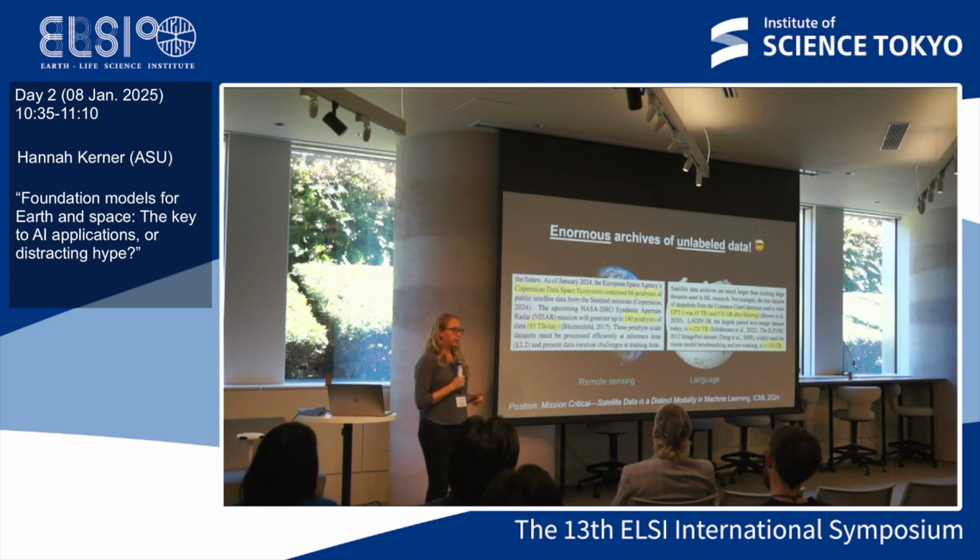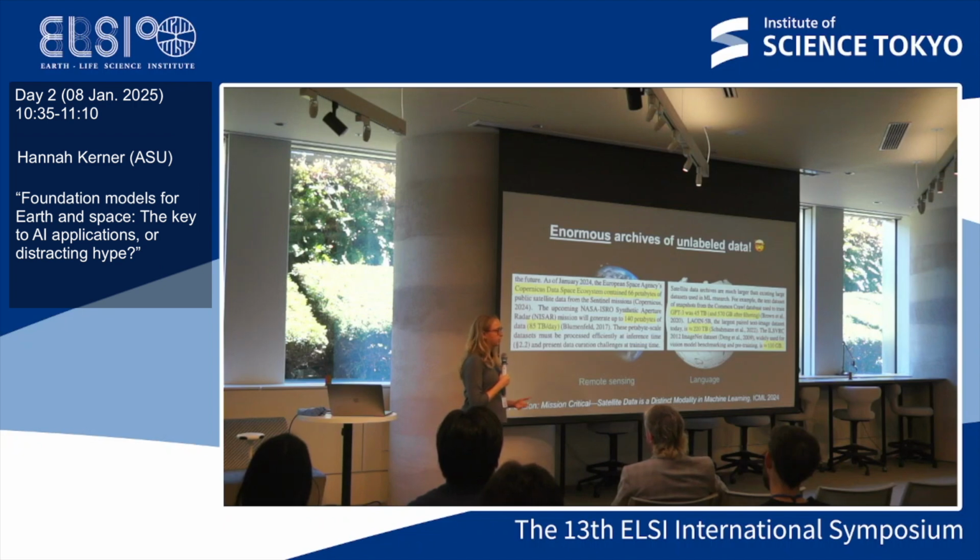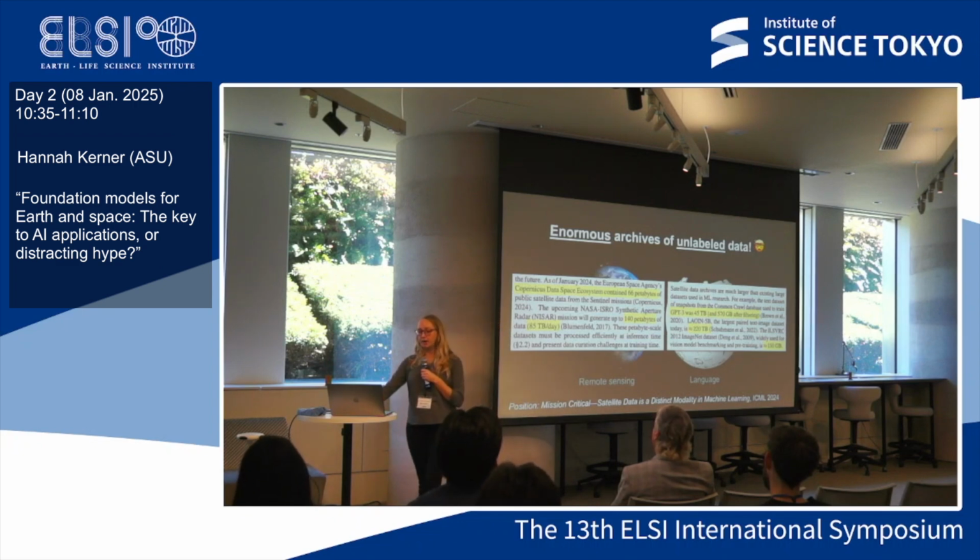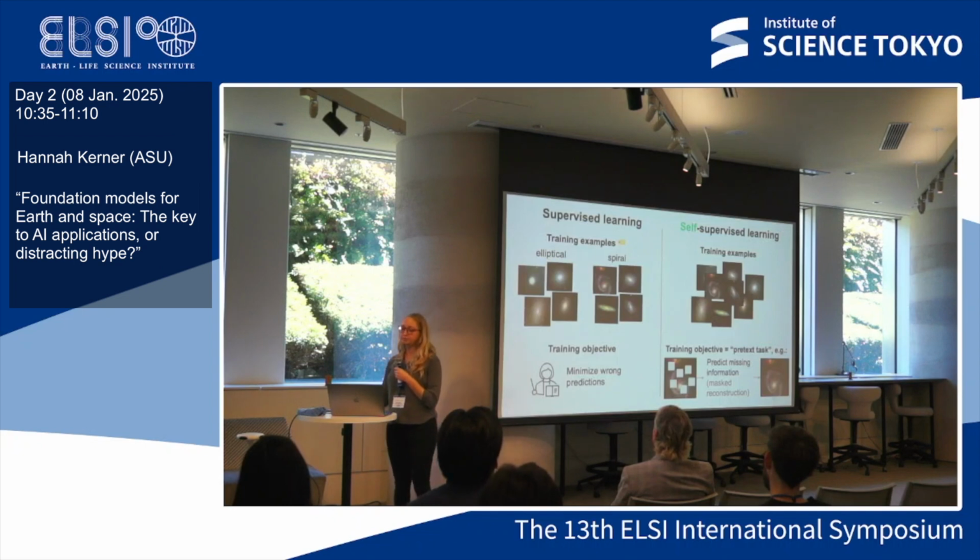We think about large language models being trained on a large amount of data, but in terms of remote sensing data, that data size is piddly. It's a drop in the bucket compared to what we have. GPT-3, the model that ChatGPT was based on, was trained on only 45 terabytes of data. That's basically less than what Earth satellites collect in a single day. So we have an incredible amount of unlabeled data at our disposal.